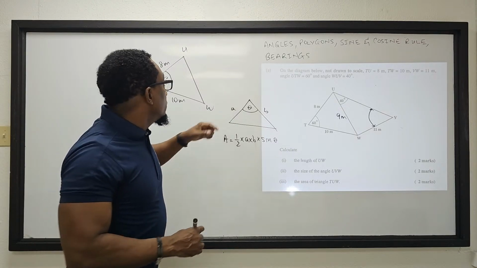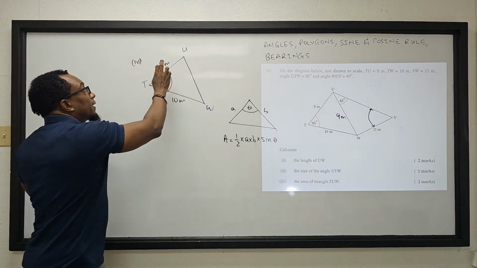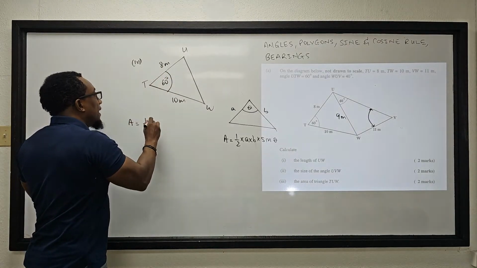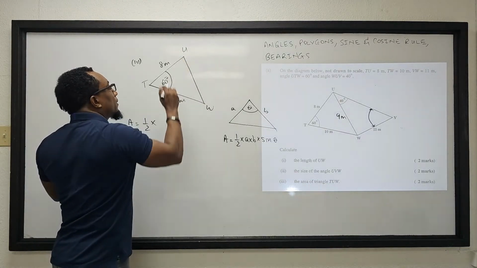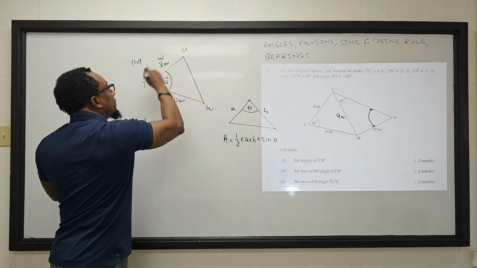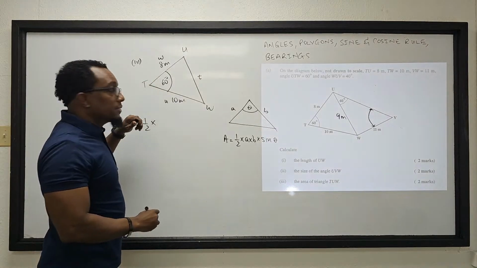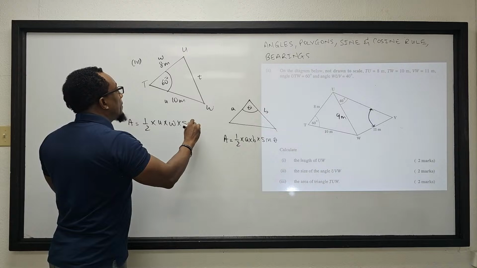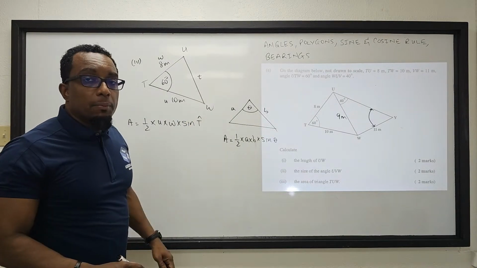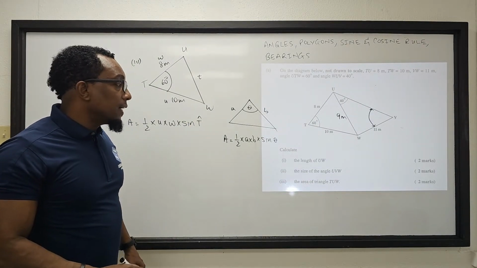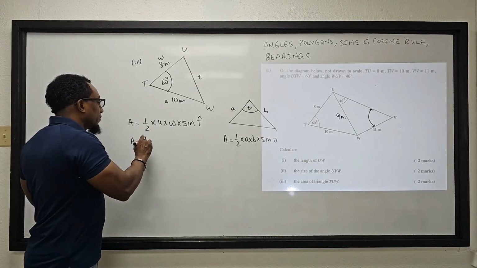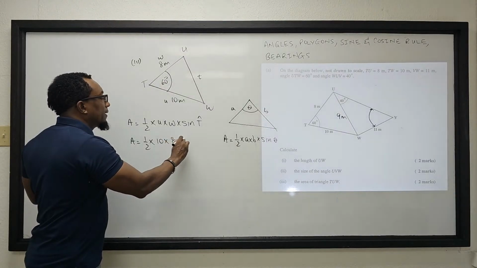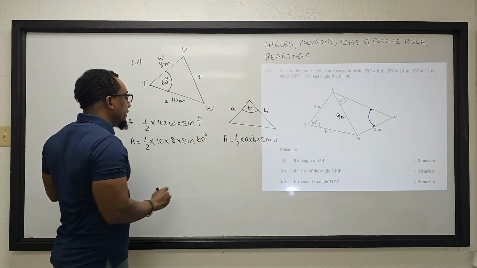So for the area of this triangle, you have two known sides and the included angle. Let me label them U, W, T. My two known sides give a half times U times W times sine of the angle at T. That's the formula I'm going to use to find the area of triangle TUW. So A will be a half times U, which is 10, times W, which is 8, times sine of the angle at T, 60 degrees.